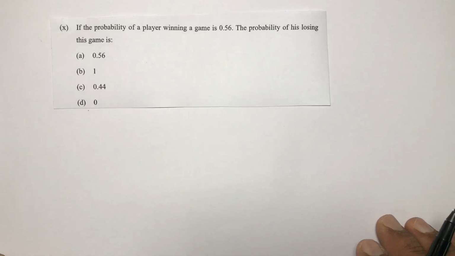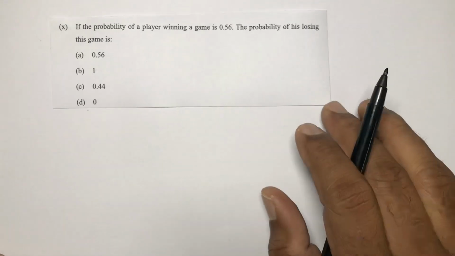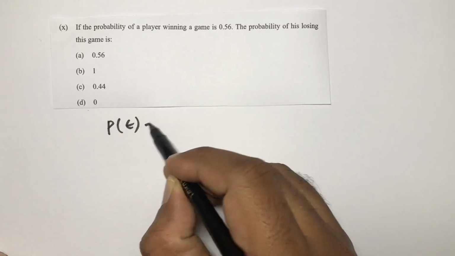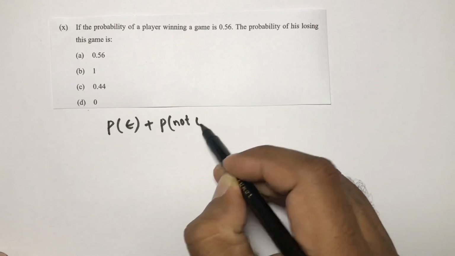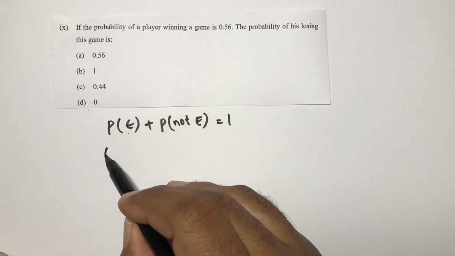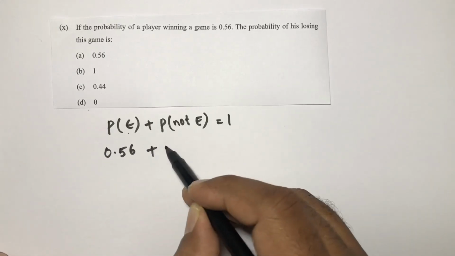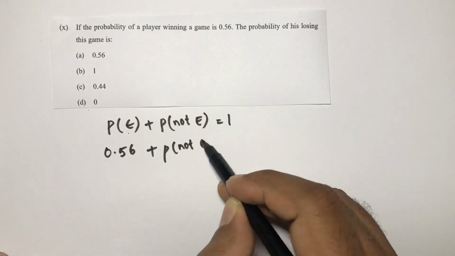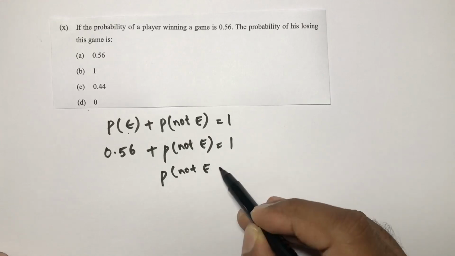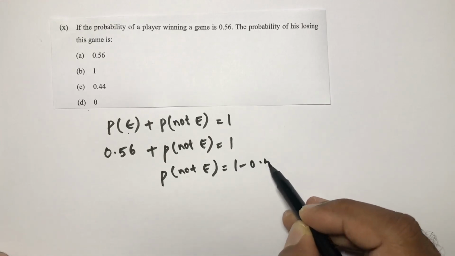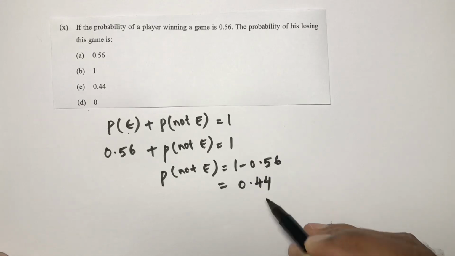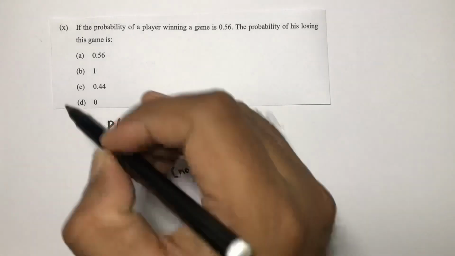If the probability of a player winning a game is 0.56, find the probability of his losing this game. The probability of an event plus the probability of not the event is always 1. So here, winning and not winning. The probability of winning the game is 0.56, plus the probability of not winning equals 1. So the probability of not winning is 1 minus 0.56, which is 0.44. So the correct option is C.